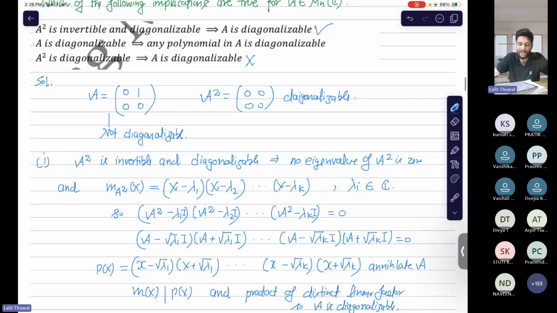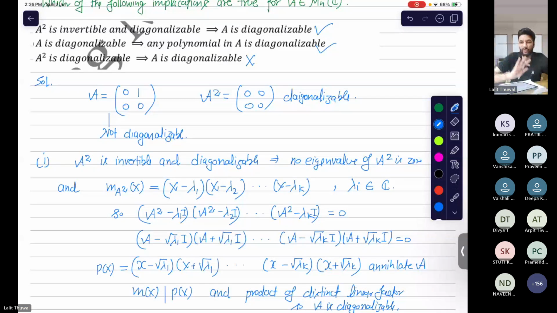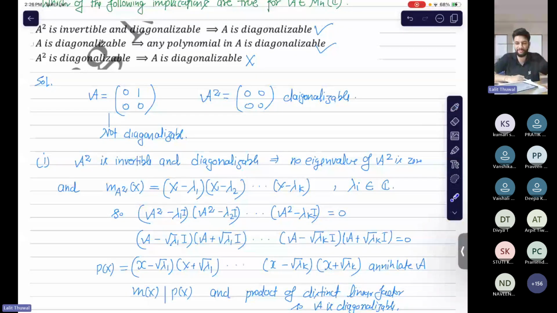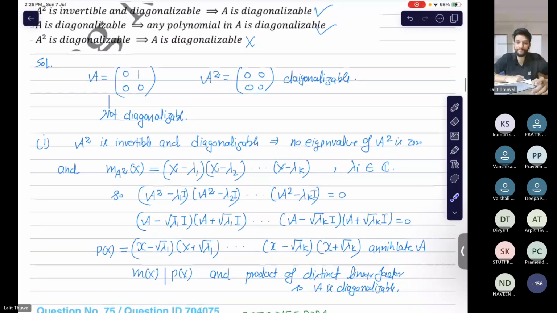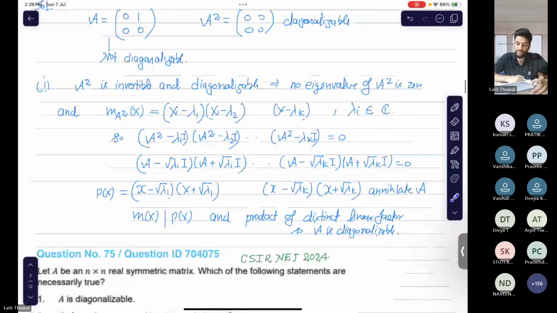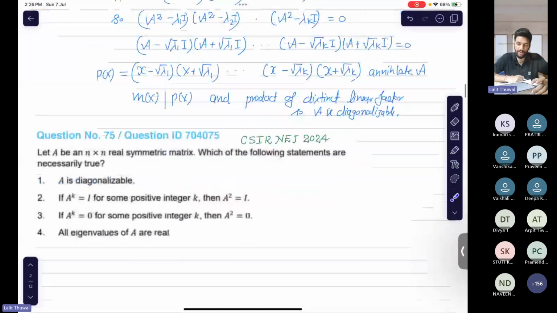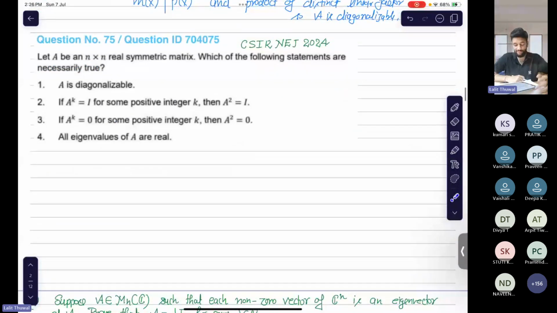If A is diagonalizable, then any polynomial in A is diagonalizable. That's true and easy to verify. You can just verify it by definition. If A is diagonalizable, then there is an invertible matrix P so that PAP inverse is some diagonal matrix. Now use it and verify. Okay, is there any question or comment? This one was asked in the CSIR NET exam, December 2023.